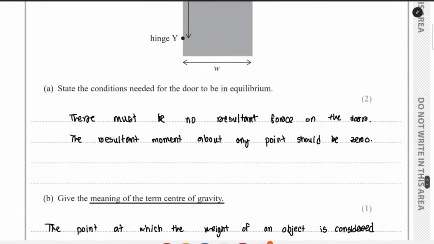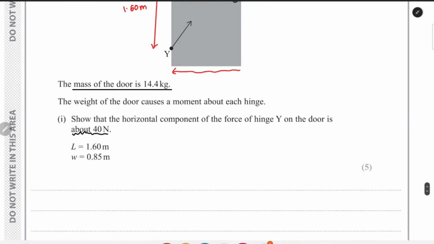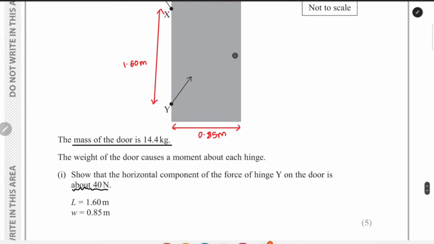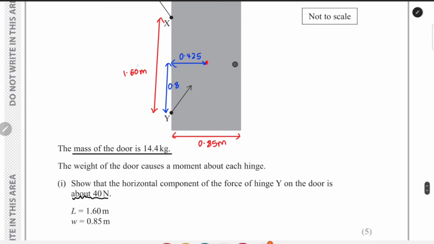W is the distance or the width of the door. This is 0.85 meters. So the center of gravity will be somewhere over here. This will be 0.85 by 2, or 0.425. This distance over here will be 0.8 meters, half of the distance from X to Y.